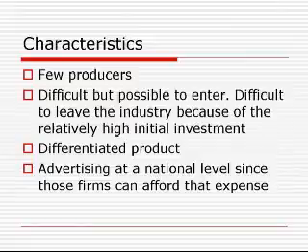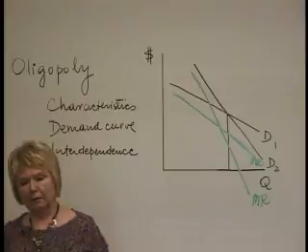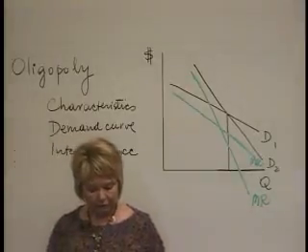Number one, you have few producers. And if you have few producers, then number two, it's going to be relatively difficult to enter the market. Number three, the type of products that we're going to be looking at are products that are differentiated. And therefore, number four, advertising is going to be stressing those differences, but advertising in this type of market is going to be on a national level, which means it's going to be much more expensive as opposed to monopolistic competition. Here, we are going to be spending millions of dollars per minute of advertising.